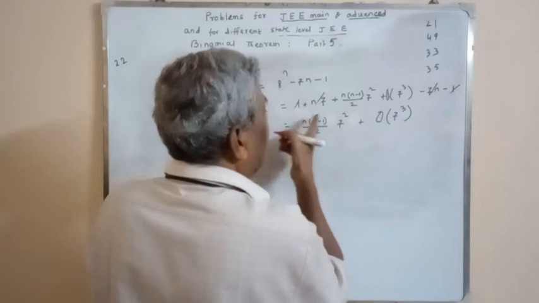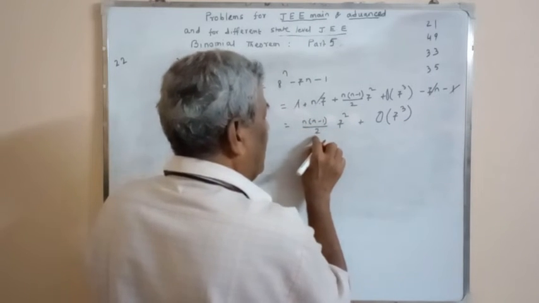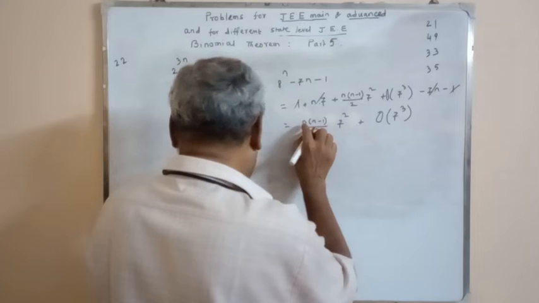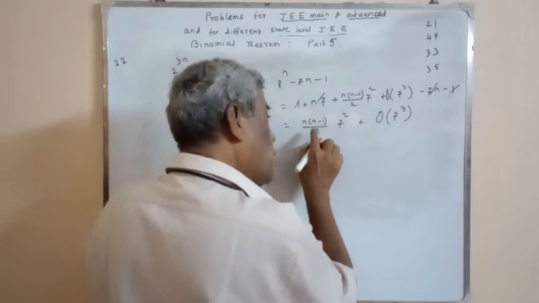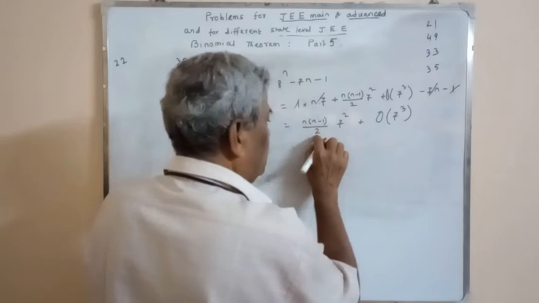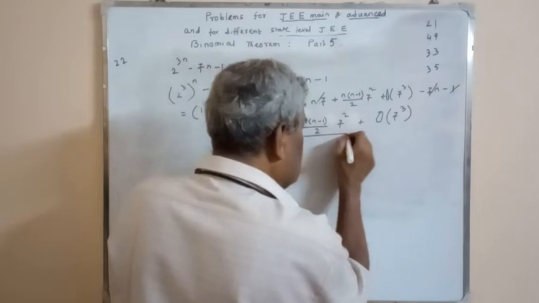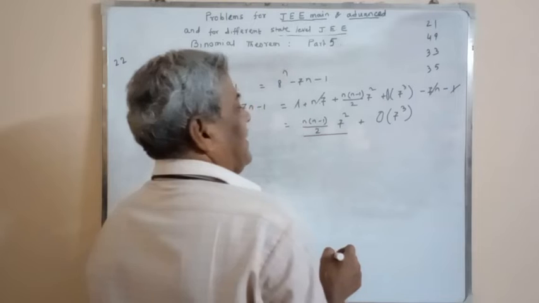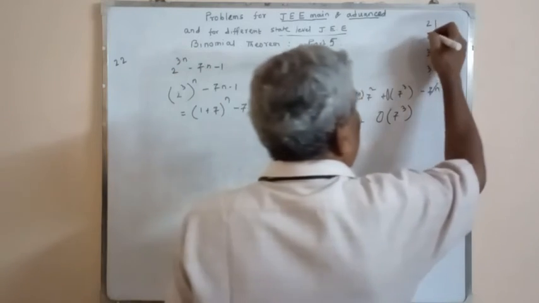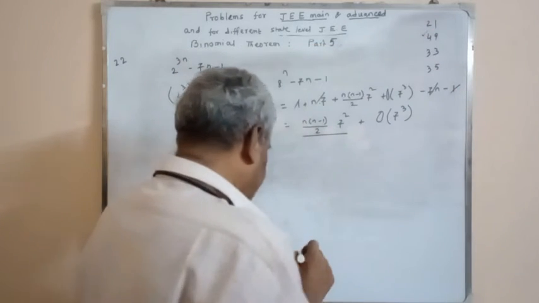Now mind that n(n minus 1) by 2 is an integer. Of two consecutive integers, one must be even, so the 2 will be cancelled. So it is always divisible by 7 square, that is 49. So 49 is the answer.